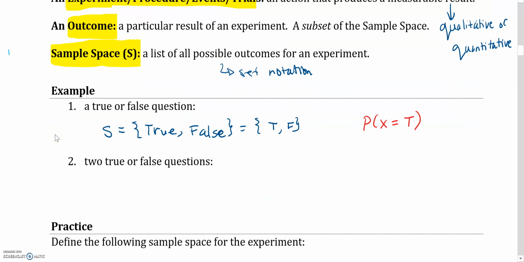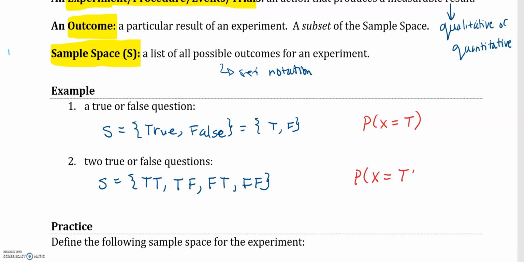Then we can look at 2 true or false questions, where we have a sample space. We have 2 questions, so you can either answer both of them true, you can answer the first one true and the second one false, or you can do false and then true, or false and false. So there are 4 different possible outcomes, 4 outcomes within our sample space. And again, you could look at the probability of any of those events occurring, so the probability that both of them are true. And we'll look at how to calculate that probability later.